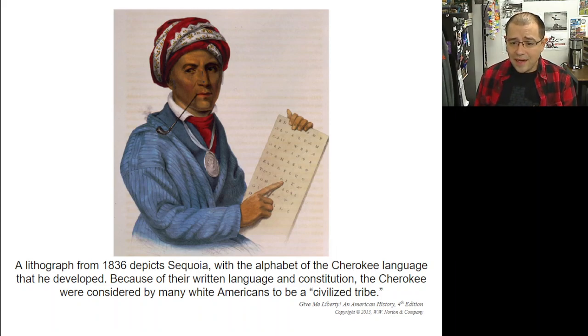So they had really assimilated more than any other group. And they thought that this was going to keep them safe and keep their land safe, but that did not turn out to be the case. This brings us to the Indian Removal Act. So the last resistance of Indians to whites happened in 1832, actually, during Jackson's time.